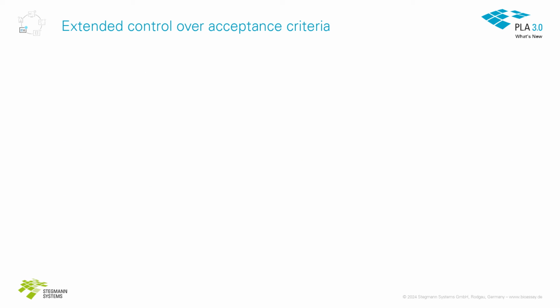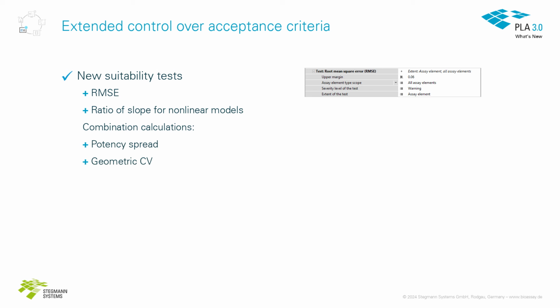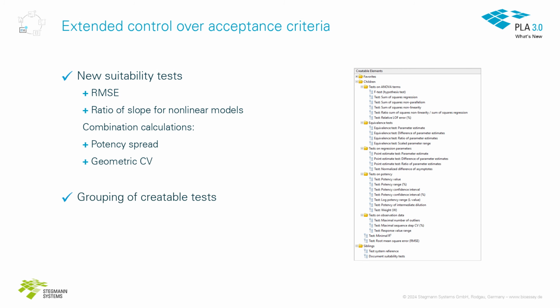The newest update also contains additional suitability tests to meet the state-of-the-art requirements of our customers. You can now set up tests on the RMSE value, or the ratio of the slope for nonlinear models. And when performing combination calculations, we have you covered with new tests on the potency spread and the geometric CV. All creatable tests are now grouped for your convenience.